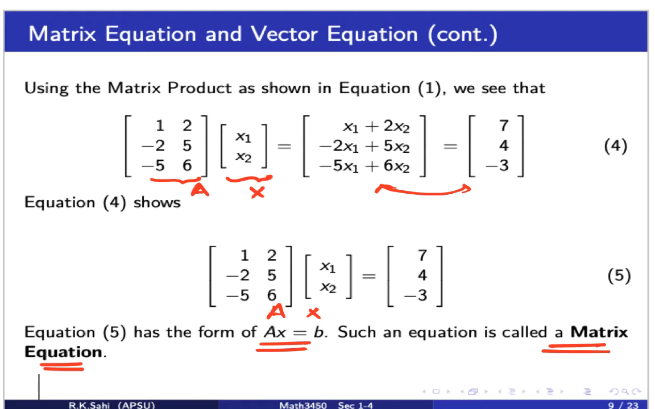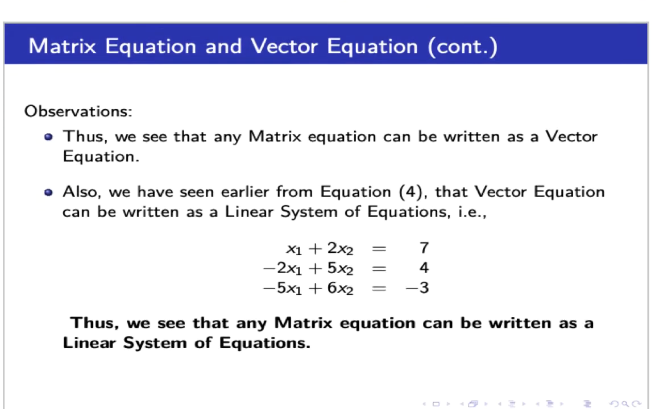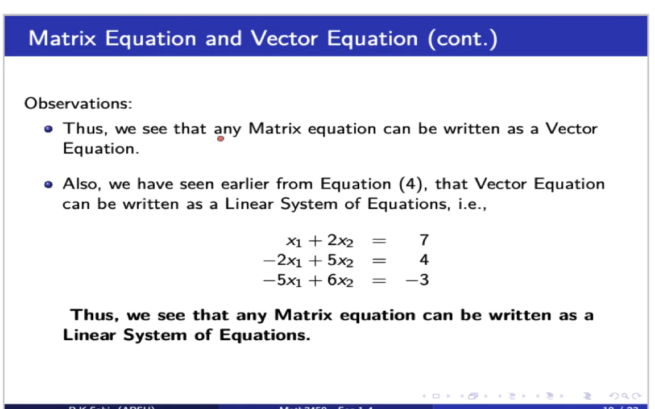Notice how we keep on moving between. We had a vector equation, we could see it as a linear system, and now the same vector equation can be seen as a matrix equation. Okay, some observations. Any matrix equation can be written as a vector equation. Also, we have seen earlier that this vector equation can be written as a linear system of equations. So, we see all three are related. These three I'm talking about are a matrix equation, a vector equation, and a linear system of equations.